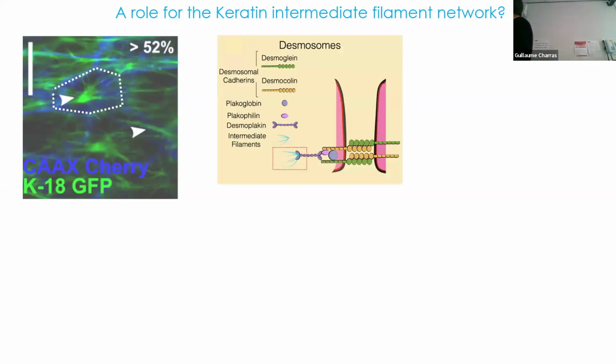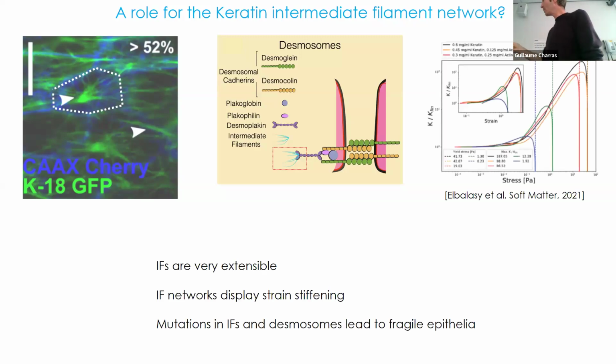At cell junctions, these are interfaced via a certain number of proteins. I'll speak about desmoplakin in a little bit, so I just wanted to show where it is. These are the intermediate filaments. This is desmoplakin, and then it links to plakophilin, plakoglobin, and the desmosomal cadherins. The reason why keratins are so interesting is that we know that intermediate filaments are very extensible. When you put them in networks, they display strain stiffening.